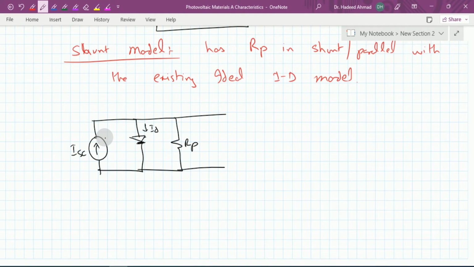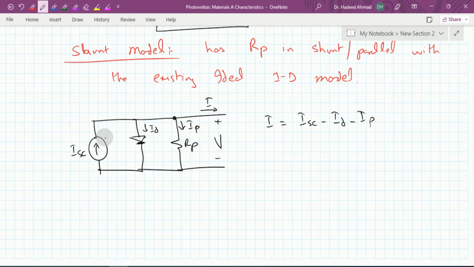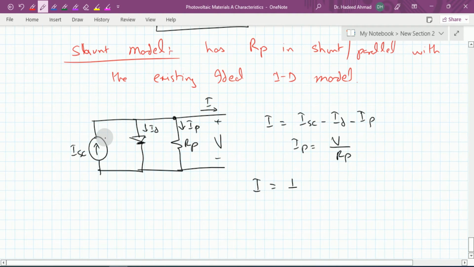Now, with this Rp in place, there is some current which flows through this shunt path as well, and therefore the KCL applied here tells us that the current I is equal to ISC minus ID minus IP, and this IP is equal to V over Rp, and consequently I is equal to ISC minus ID minus V over Rp.